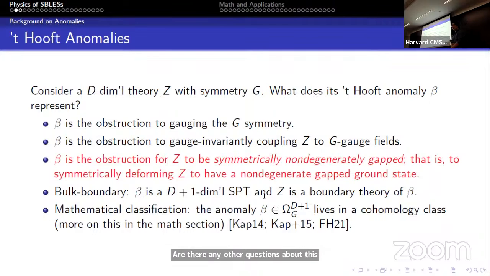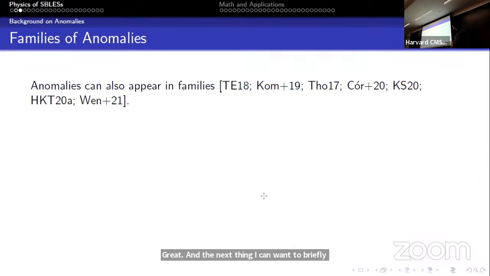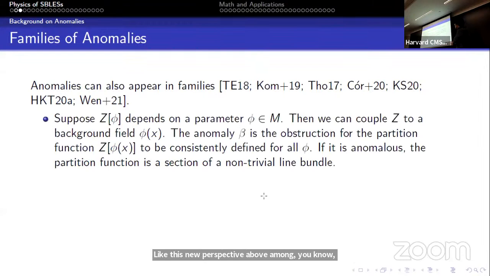Great. And the next thing I want to briefly reveal is that normally when we think about anomaly, it's associated to a symmetry G. But recently there has been this new perspective about anomalies that appear in families of theories, which I also want to review. So suppose Z now can depend on a parameter, let's call it phi, and phi can be the strength of some magnetic field, for example.